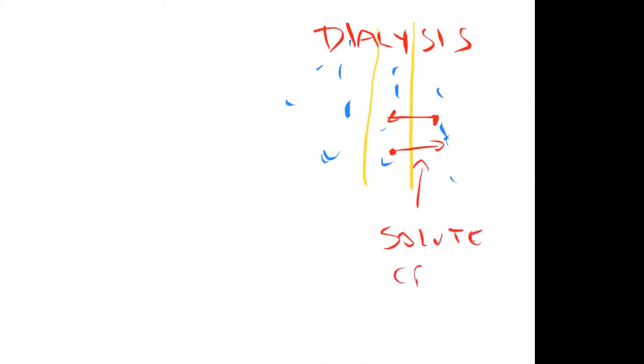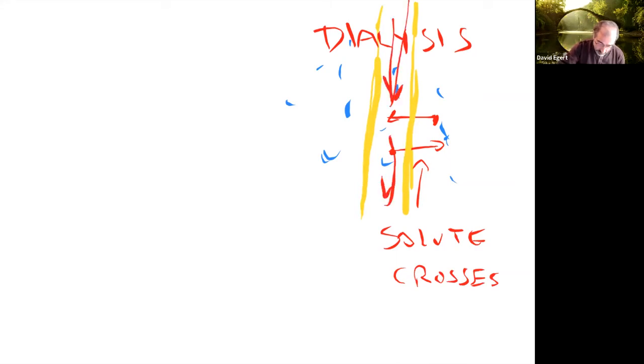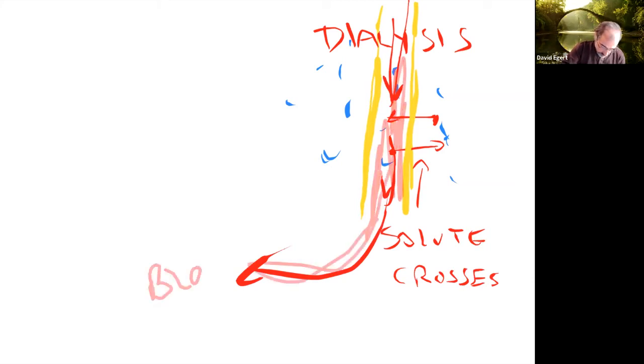Concentration gradient? Exactly. So basically, the solute is going to move in the direction that is going to be driven by its concentration gradient. So we're going to have this dialysis membrane here, and we're going to be running our blood through this circuit inside this dialysis membrane. I'll show you how it works in a little bit. And then I'm going to have this fluid on the outside. It's called dialyzing fluid.